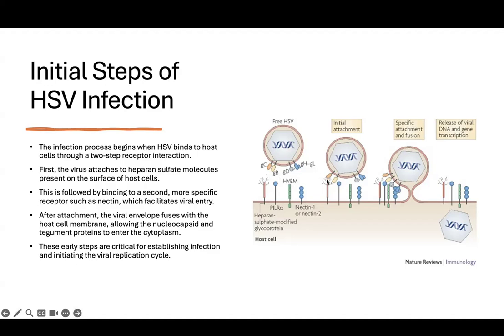But this initial attachment allows the other glycoproteins of the herpes simplex virus to bind to a more specific host receptor called nectin. Once it binds to nectin, shown here in blue, this really helps the virus fuse its membrane with the host membrane. So it's two attachments: first heparan sulfate, then nectin. This helps with the fusion of membranes, which allows the capsid of the virus to be released inside your host cell.